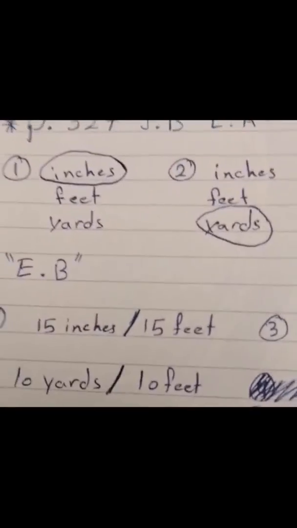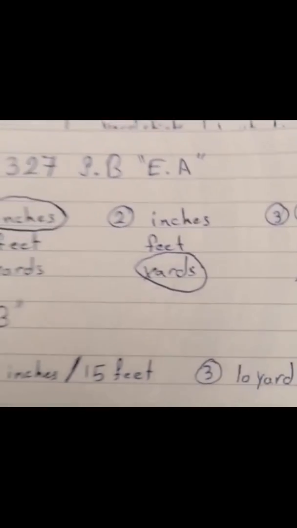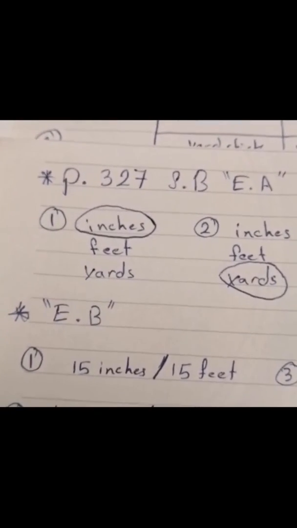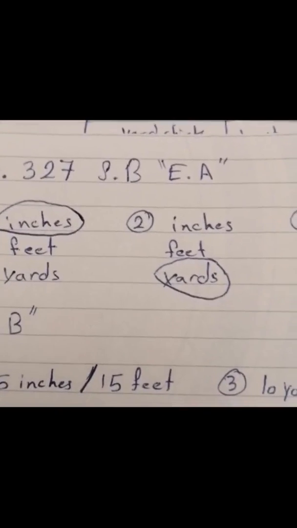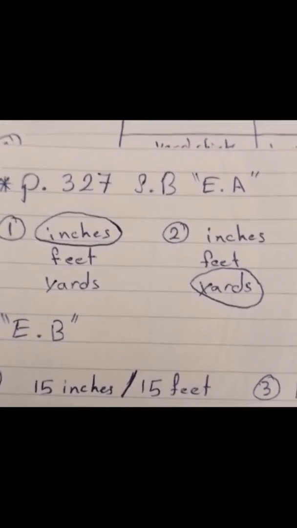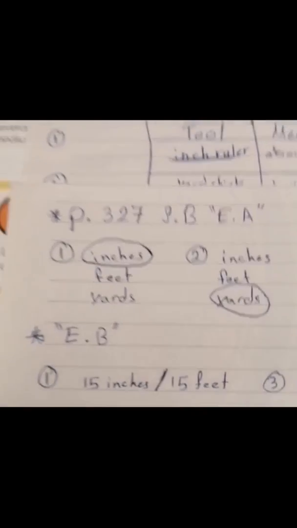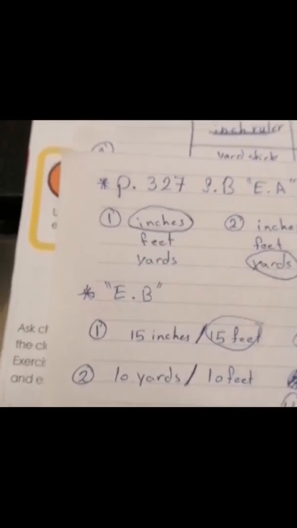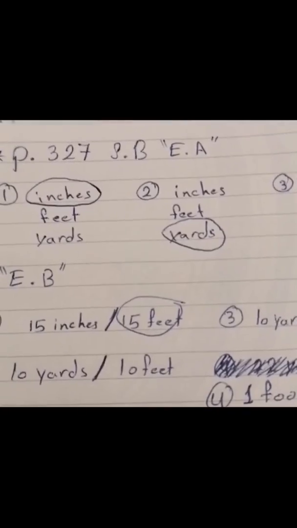Okay. Now, exercise B from the same page. Estimate the length of each object. Number 1, 15 inches or 15 feet. Is it a small object? No, it's a large object. Also, we can use 15 feet. So the correct answer is 15 feet.